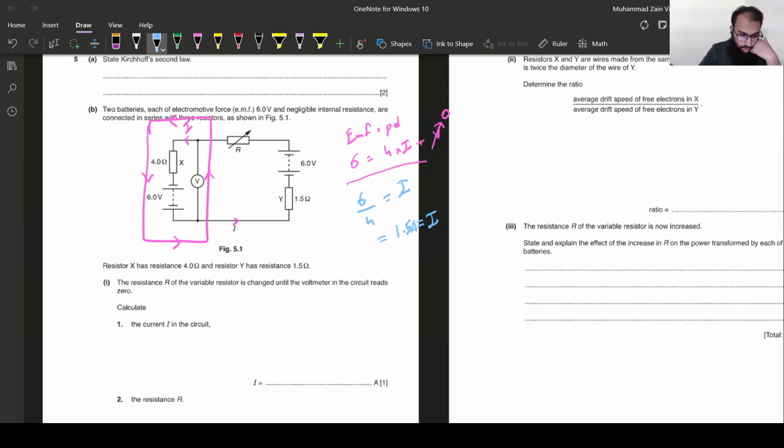I could have done it another way as well. I could have used this outer circuit as well, but I had too many unknowns. I also didn't know the resistance of this resistor R, so that's why I didn't use it there. So I hope this is clear to everyone. This is important stuff. If you're not getting this, do ask.